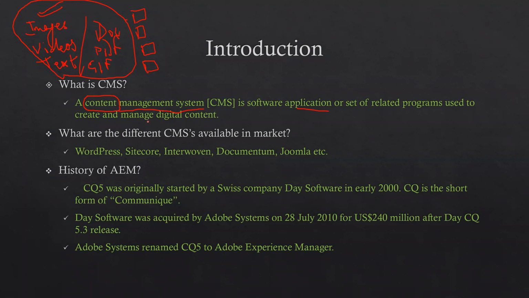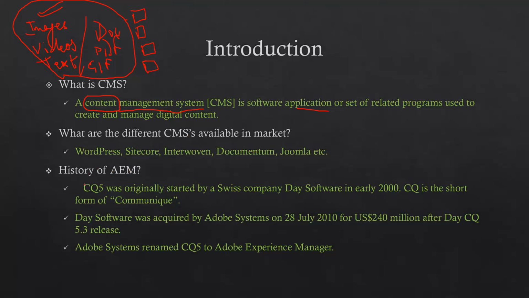Now, what all options are available in the market? Apart from AEM, you have WordPress, Sitecore, Interwoven, Documentum, Joomla, Alfresco, and other things. Again, these are there in the market and people have been working on them, but this is just an example of what exists in the market.